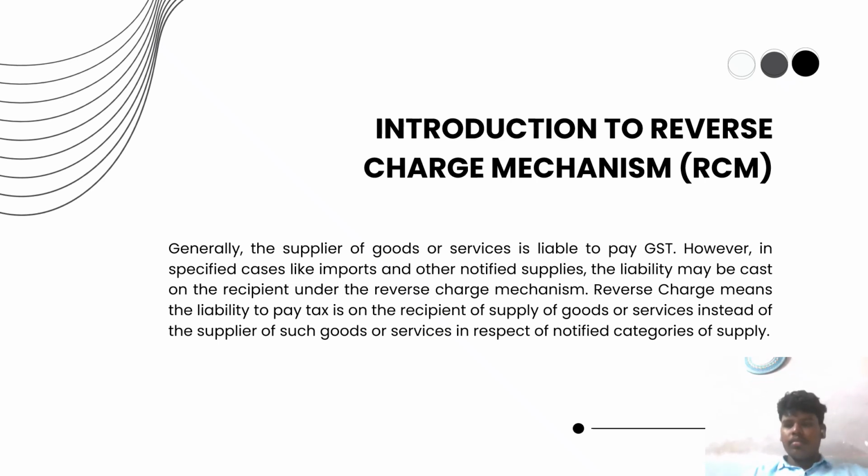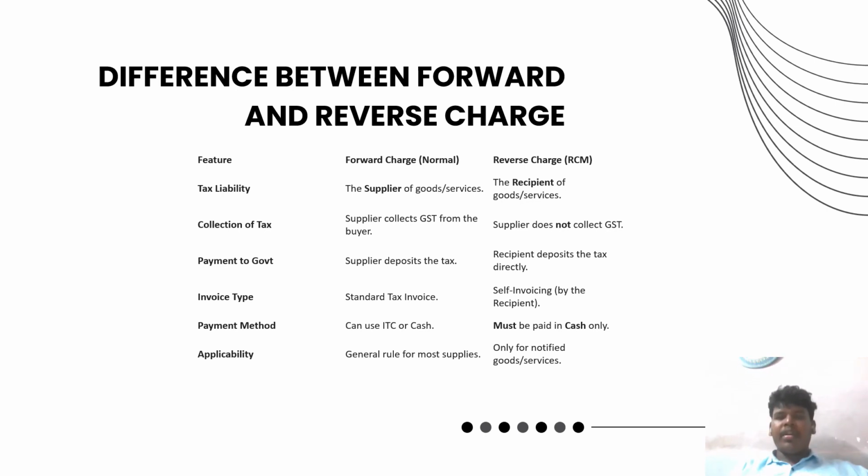So moving on, differences between forward and reverse charge. So in forward charge, the tax liability is on the supplier of goods and services, and in reverse charge, it is on the recipient of goods and services. Collection of tax. Supplier collects GST from the buyer. Supplier does not collect the GST. Payment to government. So in forward charge, supplier deposits the tax, and in reverse charge, recipient deposits the tax. Invoice type, standard tax invoice for forward charge and self invoicing for the reverse charge.